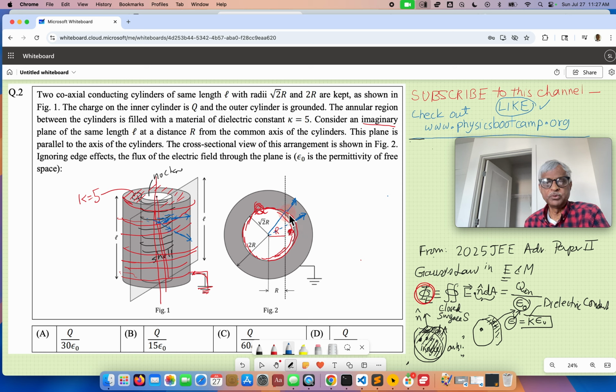So we want to find the flux through this part and through this part of the plane, the one that's in here, right? That part. So we want to know how much electric field is passing through this surface here, and then we want to find from here.